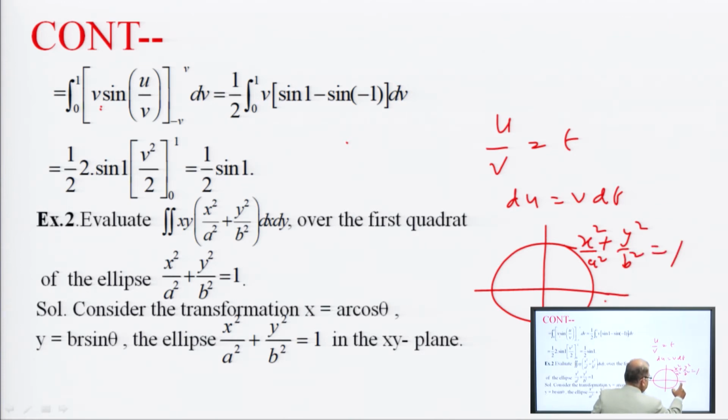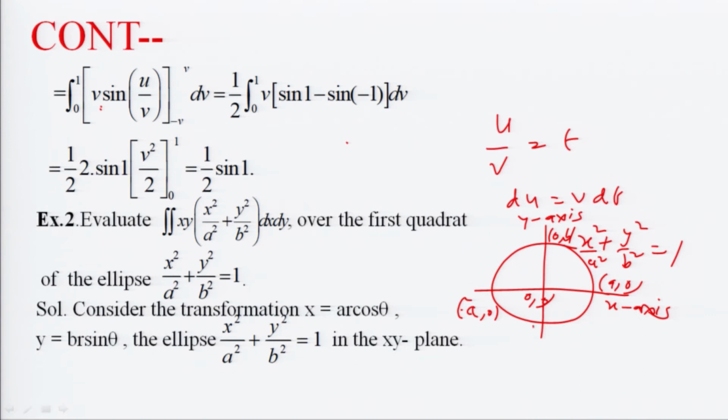Here it is the x axis, it is the y axis, it is 0 0, it is minus a 0, it is a 0, it is 0 b and it is 0 minus b. It is an ellipse, and we have to integrate the given integral with the help of this ellipse.